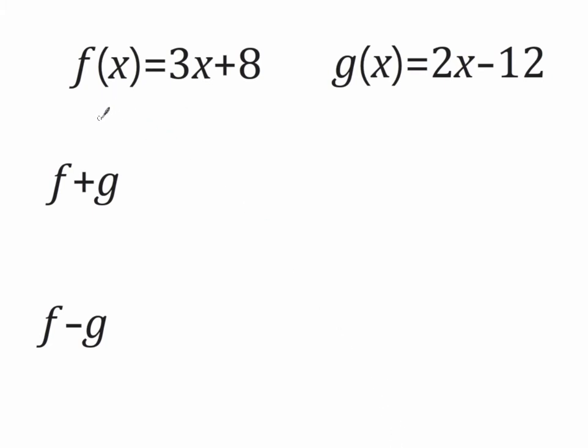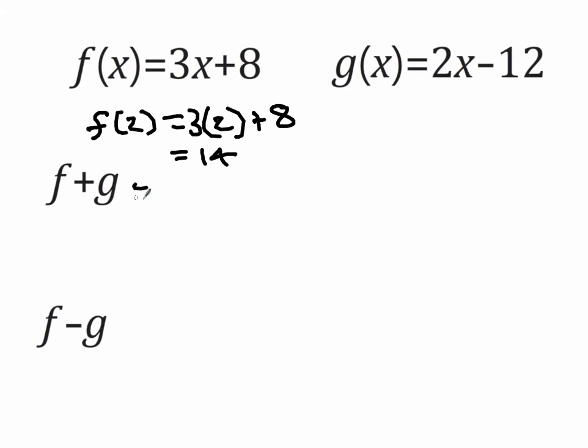So let's say x is 2. Okay, so if I plug 2 in to f, what f does is it takes 2 and it multiplies it by 3, and then it adds 8 to it, which is 14. So I get 14 for f of 2.